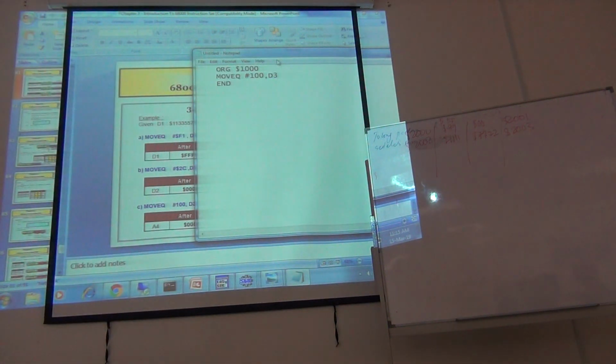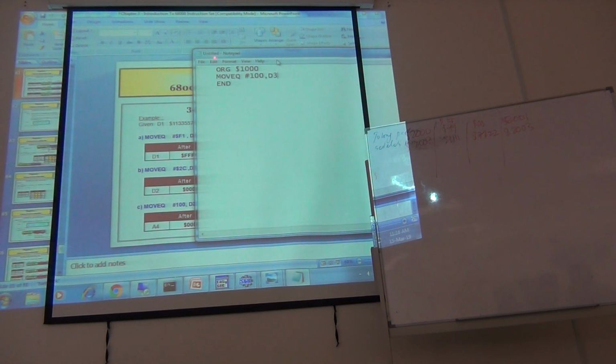#100. What does it mean? There's no dollar sign right now. Decimal number. So it is a decimal number. No matter what, you have to convert it to hex. So the final answer for D3, let's try to simulate. What's the answer?